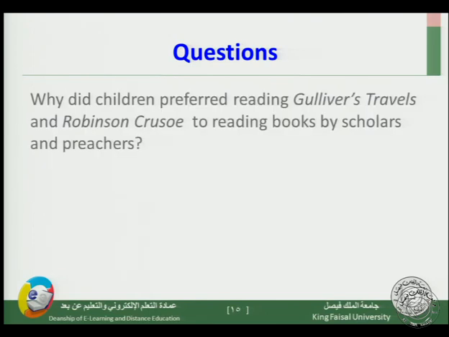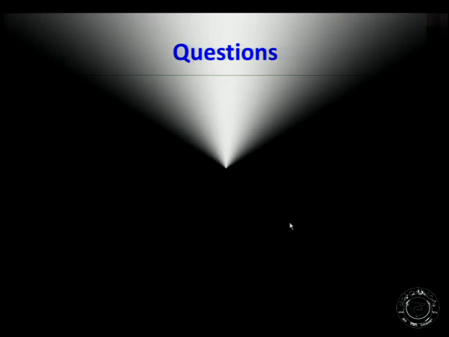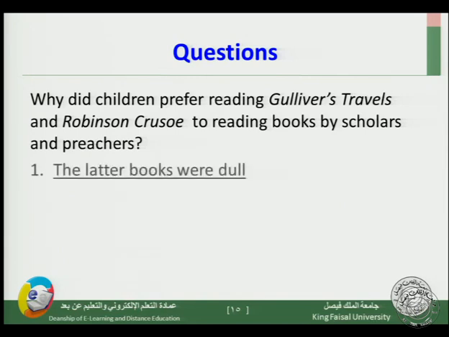First choice. Why did children prefer reading Gulliver's Travels, written for adults, and Robinson Crusoe to reading books by scholars and preachers? Why is that? The latter books, the last ones, the books written later, here means the books written by scholars and preachers. These were dull. That was the reason.